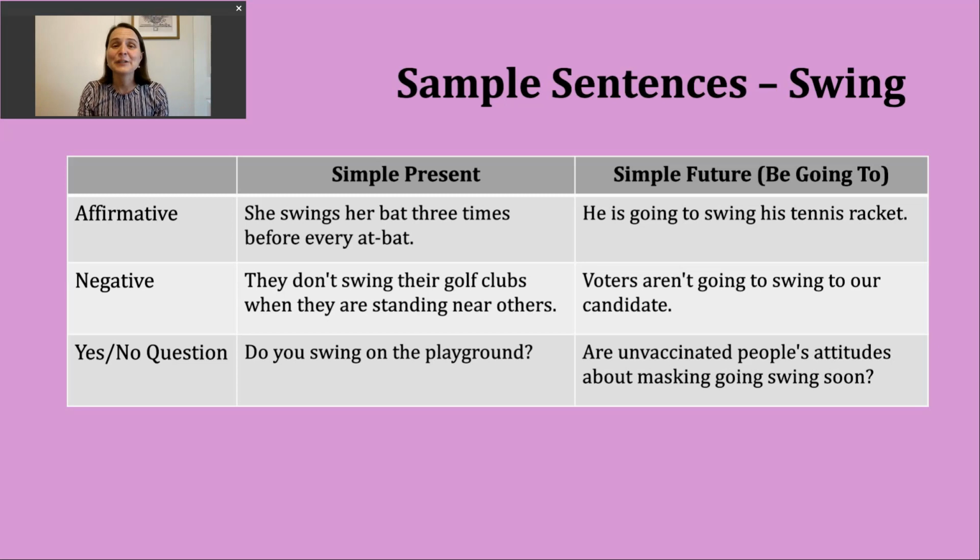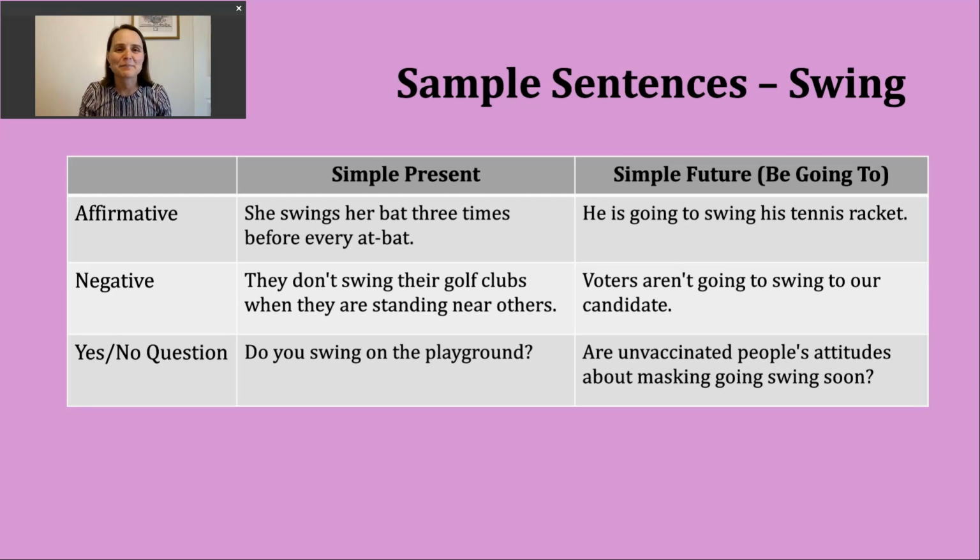Now, let's take a look at a negative example. To do this, again, we need to pay attention to our subjects. If our subject is I, you, we, or they, then I'm going to use do not, or the contraction don't, and then the base verb. If the subject is he, she, or it, I'll use does not, or the contraction doesn't, and then the base verb. So I'm not adding an S in the negative.